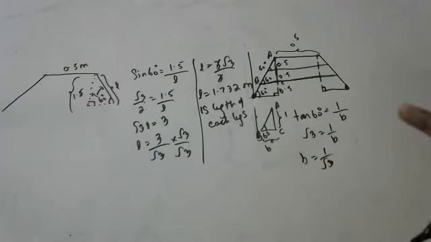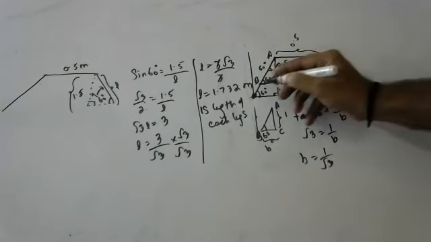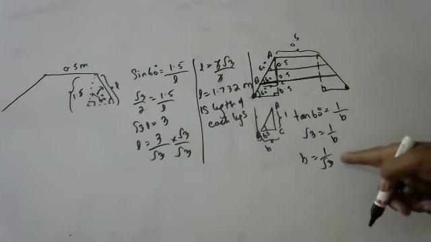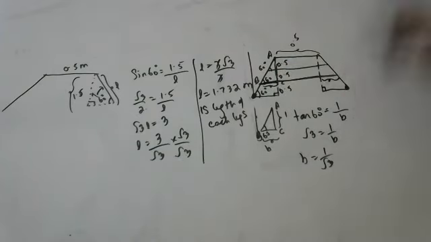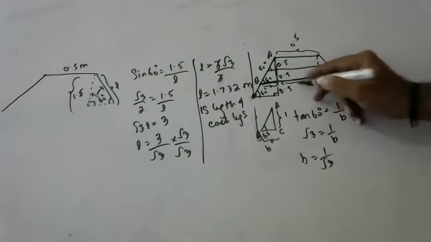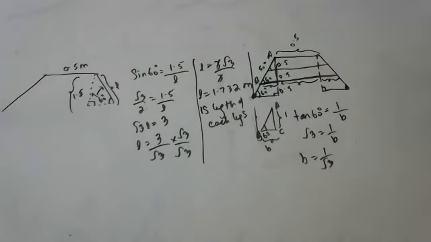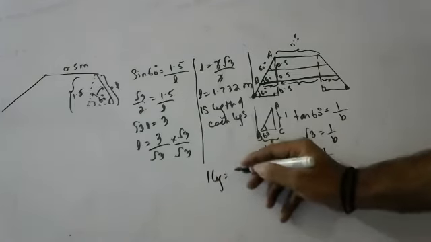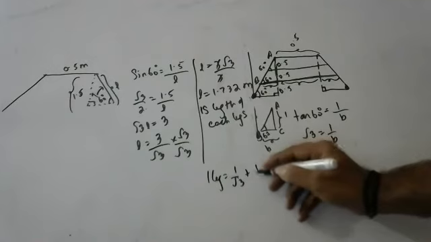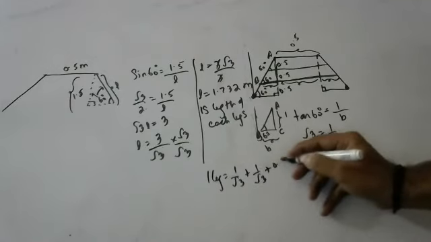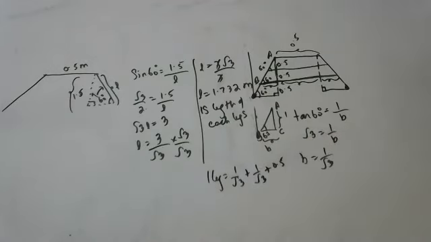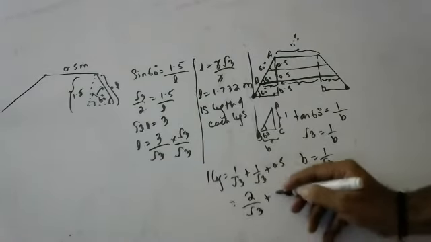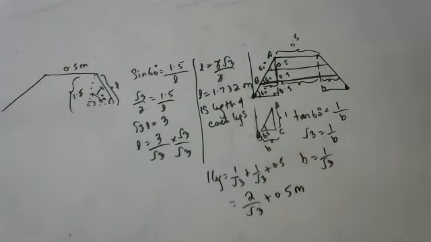So children, try to understand. This is how much we got? This part, how much we got? 1 by root 3. So this also will be 1 by root 3, and this will be 0.5. So one leg is equal to 1 by root 3 plus 1 by root 3 plus 0.5. 1 by root 3 plus 1 by root 3 is how much, children? 2 by root 3 plus 0.5 meters.